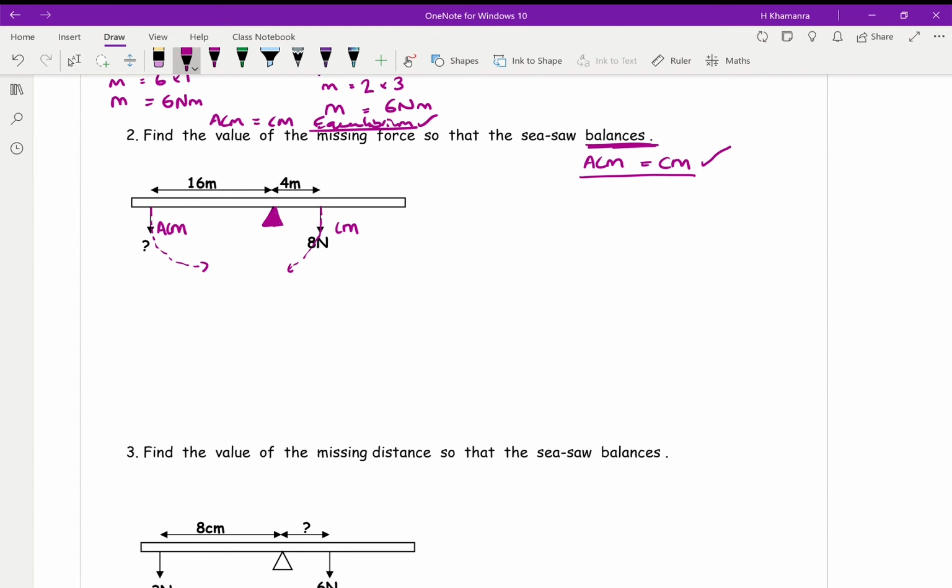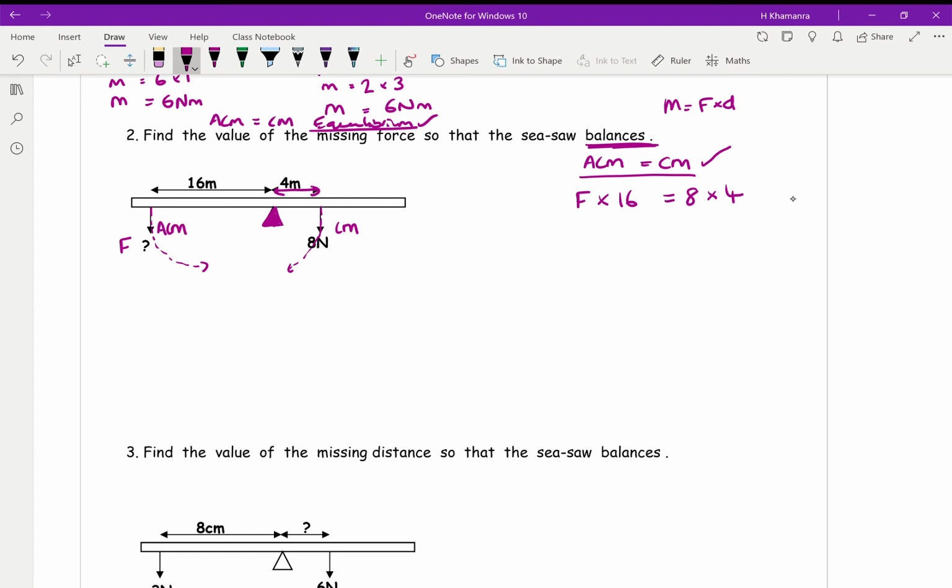So let's calculate the anti-clockwise moment. Well, the force, let's call it F. I don't know what that is, so I'm just going to leave it as F. And its distance from the pivot is 16 meters. On the other side, I have my clockwise moment. Remember, moment equals force times distance. That force is 8 newtons, causing the clockwise moment, and its distance from the pivot is 4 meters. So I have a sum with only one unknown. Let's do some maths and figure out what this value for F is.